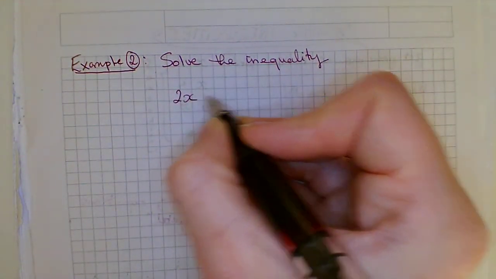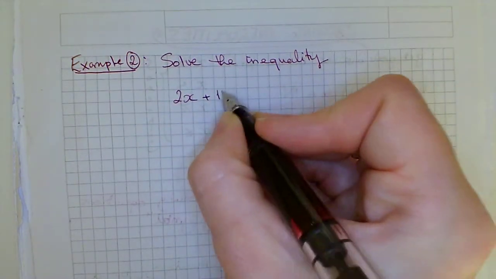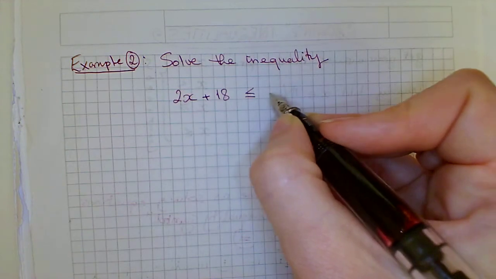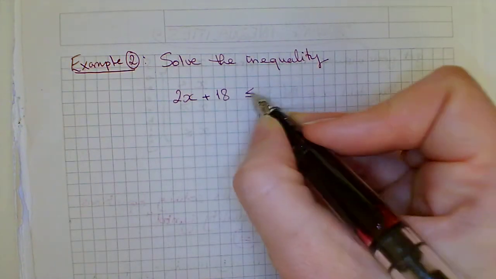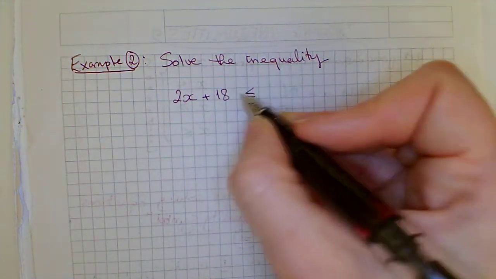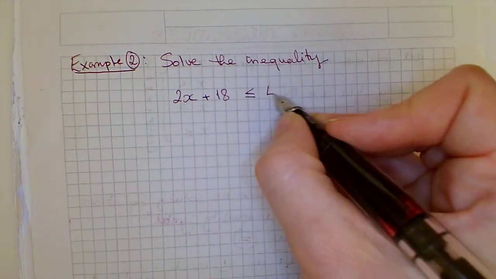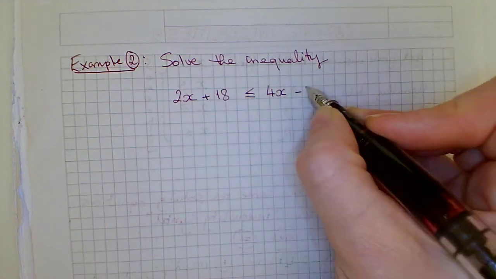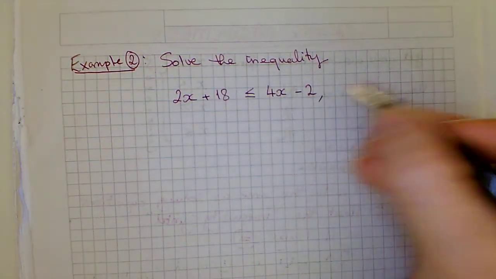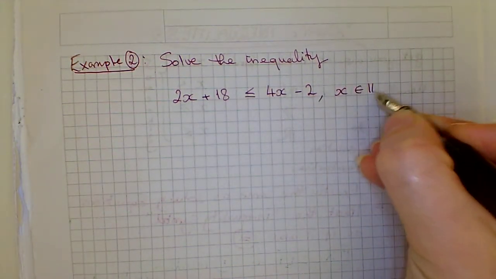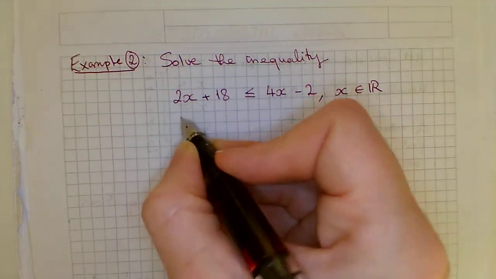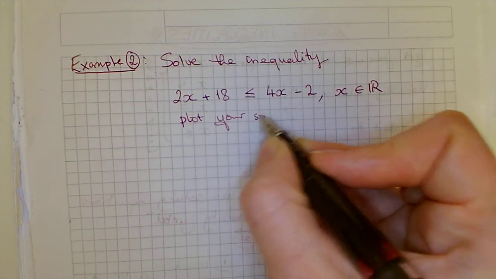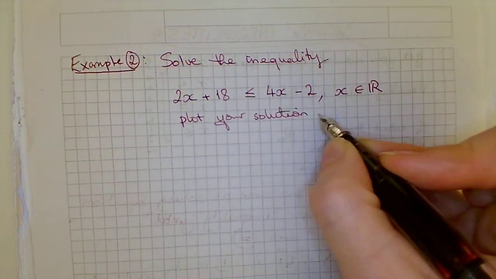2x plus 18 less than or equal to, I could have done a greater than sign. No, we'll leave it like this. Less than or equal to 4x minus 2. And x is a real number. So plot your solution on the number line.